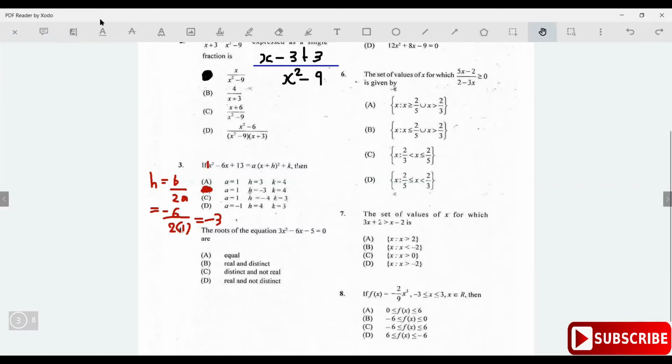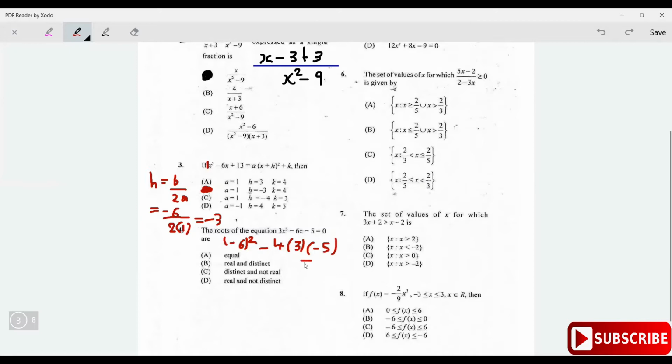All right, nice. This question, determine the nature of the roots. You use the discriminant, which is b squared, which is negative 6 squared, minus 4 times a times c. So it's minus 4 times 3 times negative 5. And when you work out the discriminant, this is equal to 36 minus 4 times 3 times minus 5. I believe that is 40. The discriminant works out to be 76. 76 is greater than 0. The roots are real and distinct. Easy question.